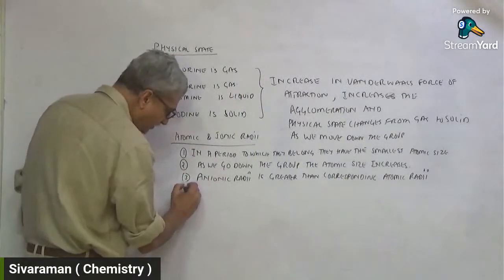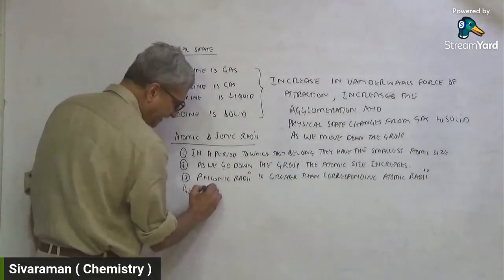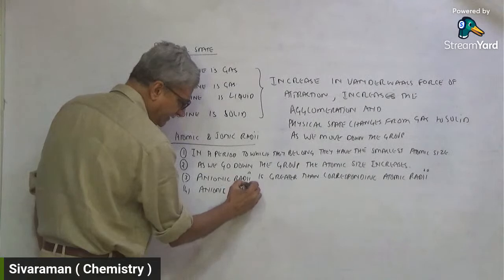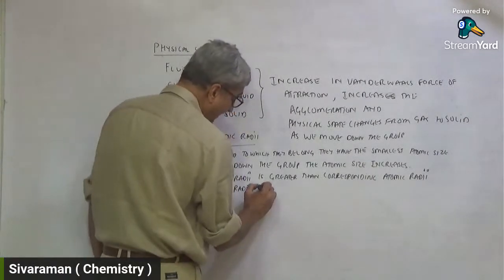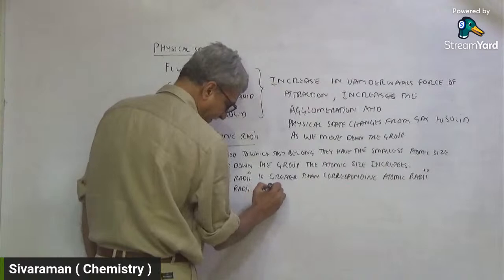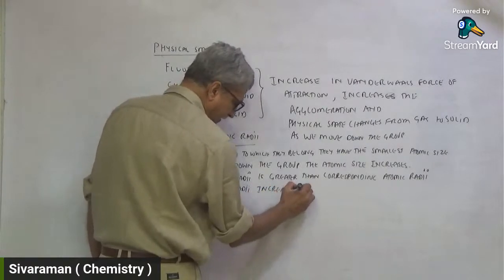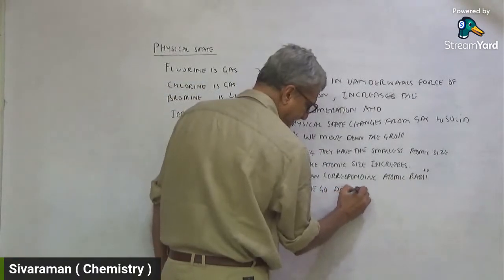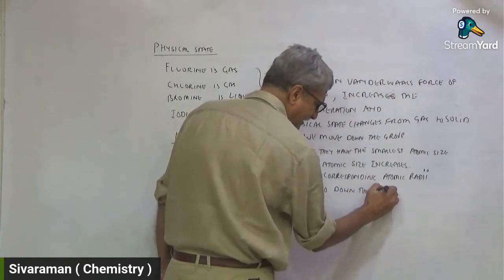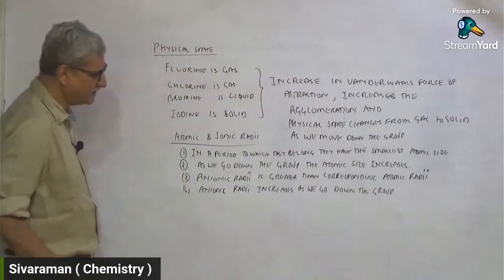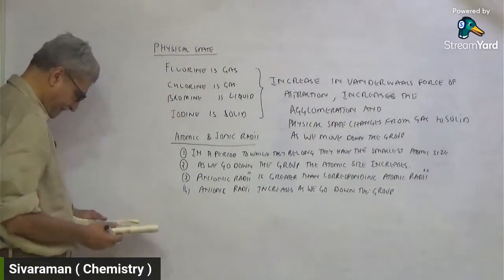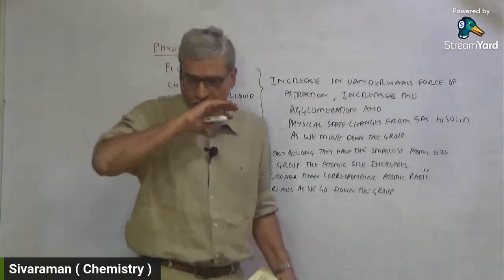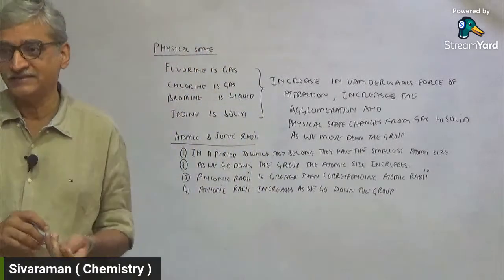The fourth point is anionic radii. The anionic radii, what happens? Increases as we go down the group. The reasons are the same. That is simply the number of electrons are increasing, so that is going to happen. Is this clear? Write down this much. So next will be ionization enthalpy, very important.